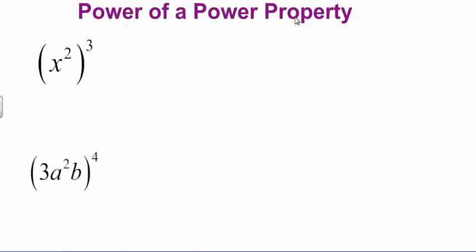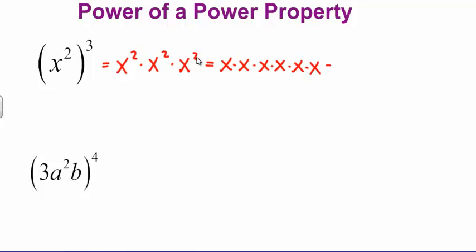When we have a power of a power property, x squared raised to the 3rd says that we're going to take x squared and write it 3 times, because it says that we need 3 of them. Now, we know how to expand each of these out, so this is x times x times x times x times x times x. And in the end, we can count them up and write x to the 6th as our solution.